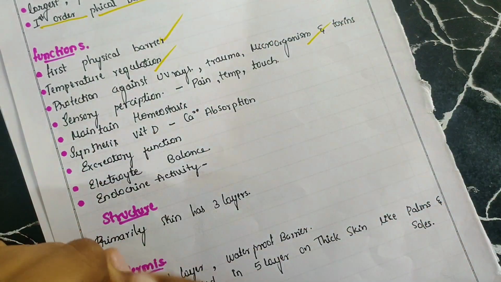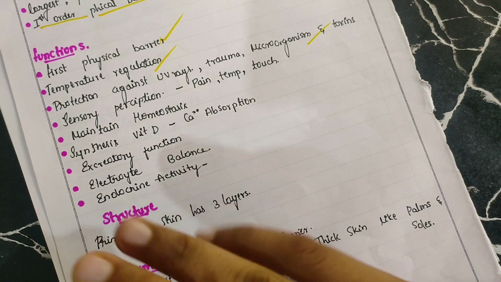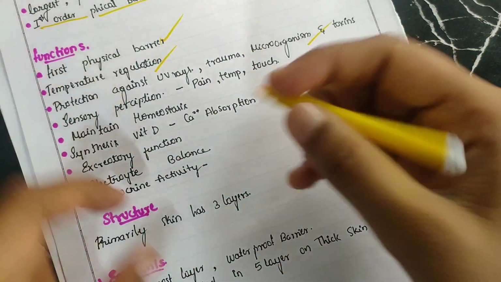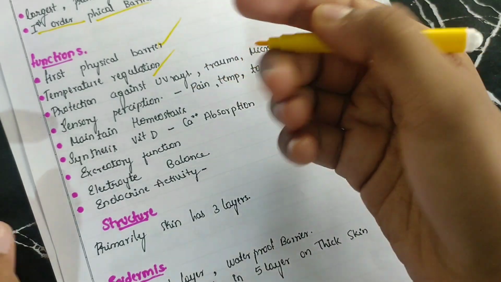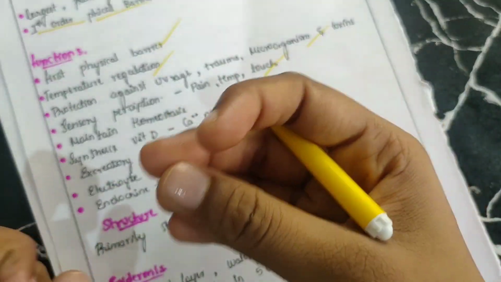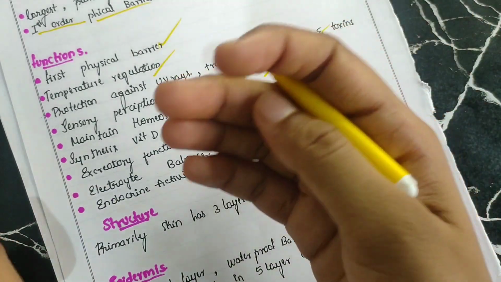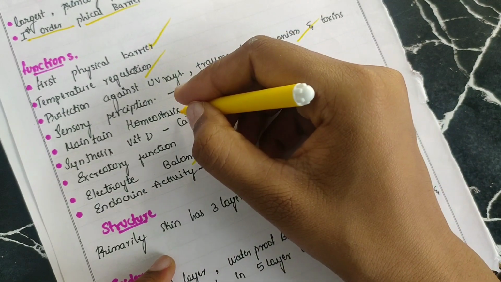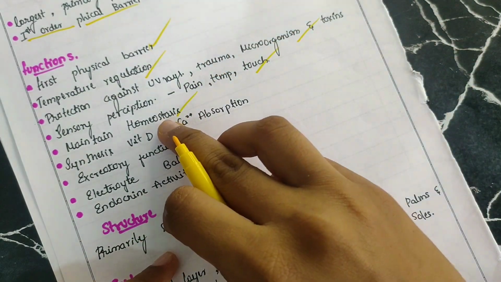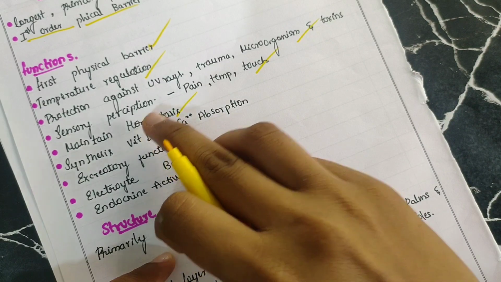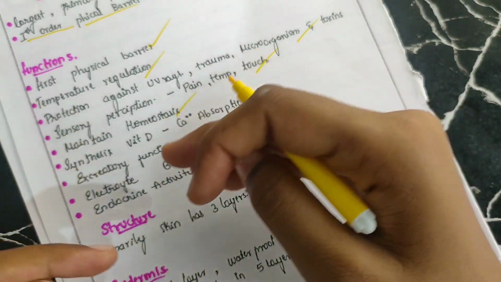It acts as sensory perception: you can feel pain, touch or temperature. And it maintains homeostasis. How? Along with the sweat, it also eliminates some electrolytes, so it maintains electrolyte balance. It maintains homeostasis by regulating the temperature and the electrolytes. Everything is kept constant, so it helps in maintaining homeostasis.